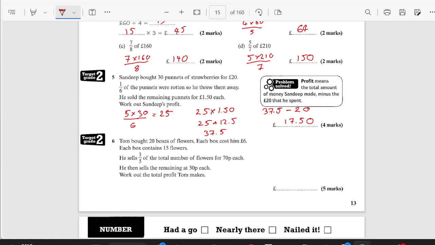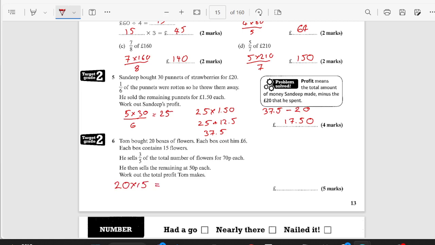I'm just in my head trying to work out whether I actually need to work in terms of the number of flowers, because we could say boxes. I'm going to work in terms of boxes. No, I will work in terms of flowers. So each box contains 15 flowers, so we've got a total of 20 times 15.